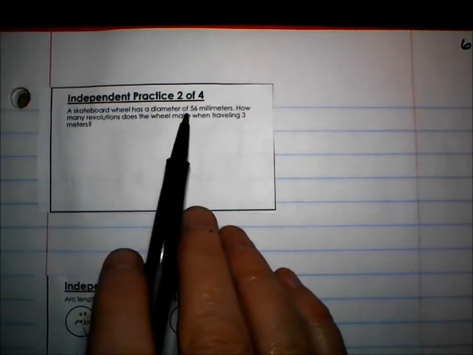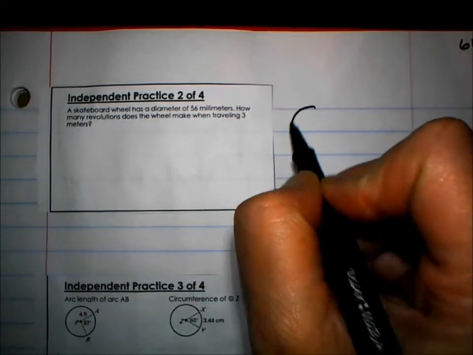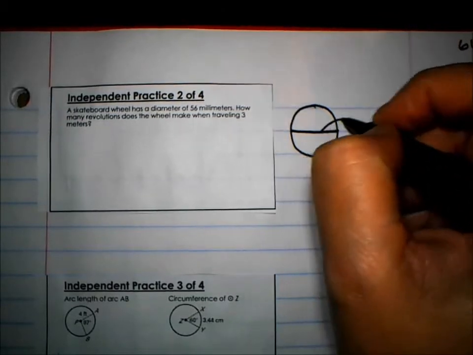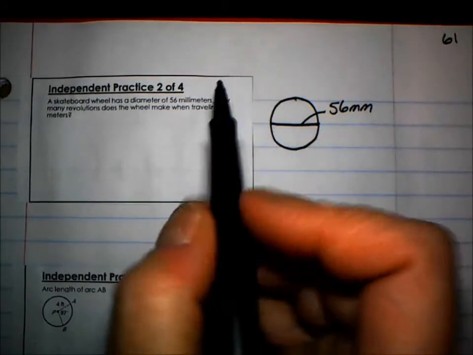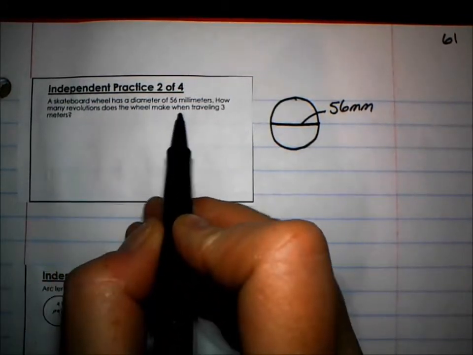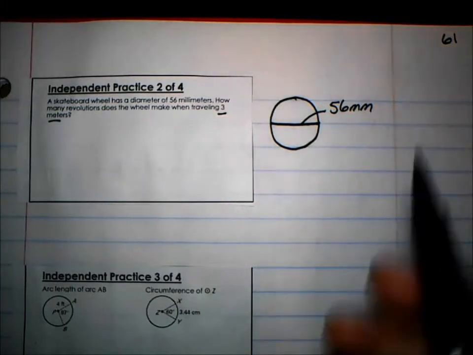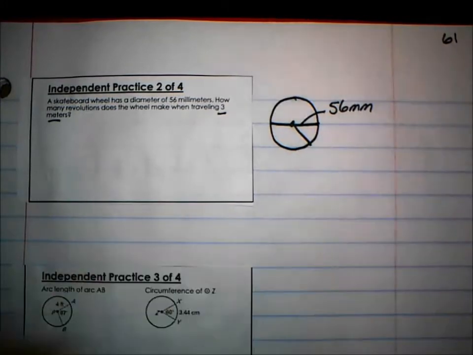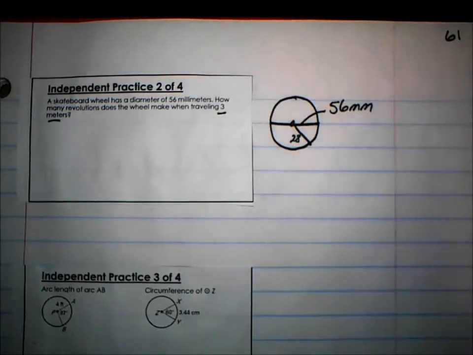Number 2, a skateboard wheel has a diameter of 56 millimeters. So here we have the wheel again, and all the way across is 56 millimeters. It says how many revolutions does the wheel make when traveling 3 meters? Alright, I need to find my radius. So I'm going to take half of 56, and that means my radius is 28.